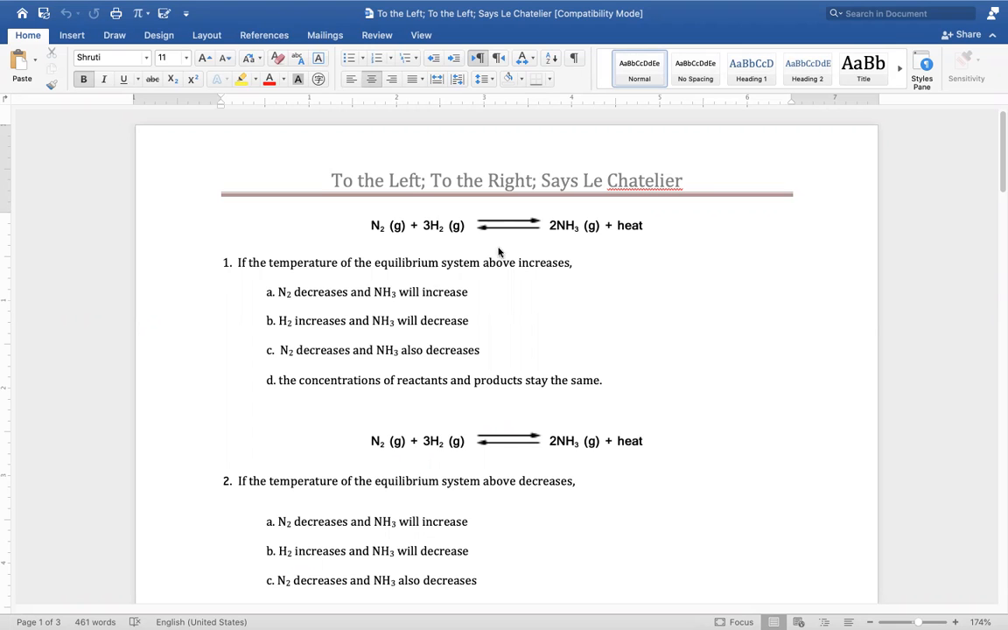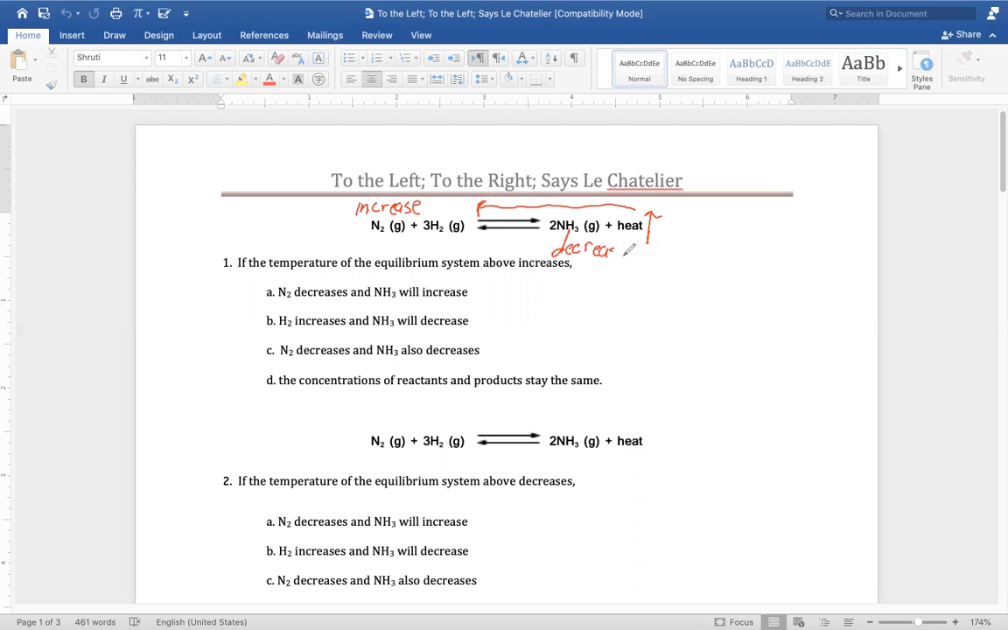So here it says the temperature is increasing, so I find heat, and heat happens to be over here. So I'm going to put an up arrow over here. So remember, if we add something, it's going to push away. The reaction is going to want to get rid of it. So since heat is over here, the reaction is going to want to push in this direction. So what that means is this side is going to increase, and this side is going to decrease.